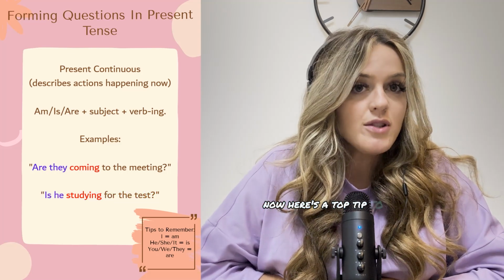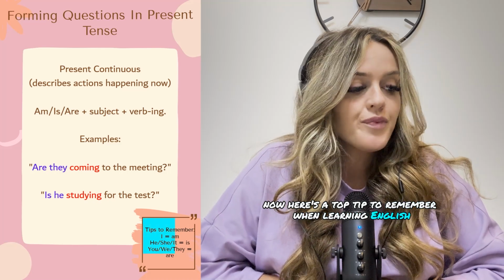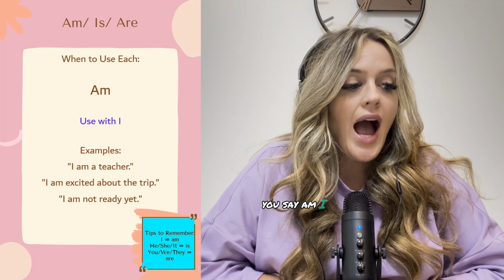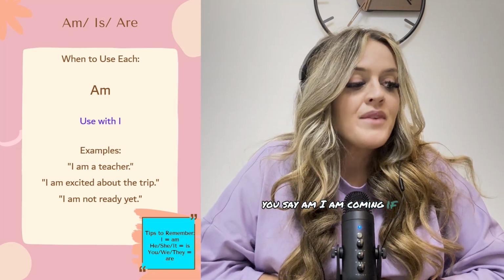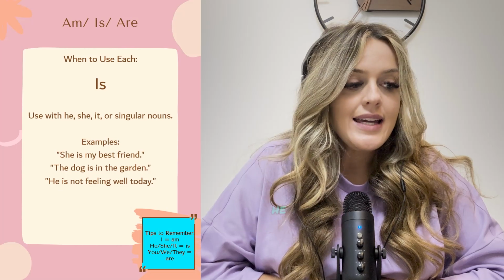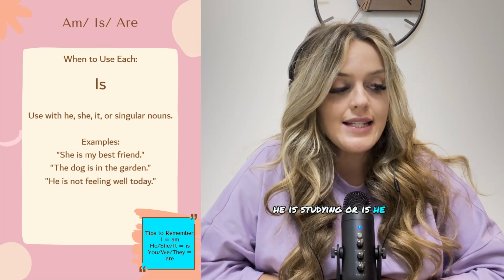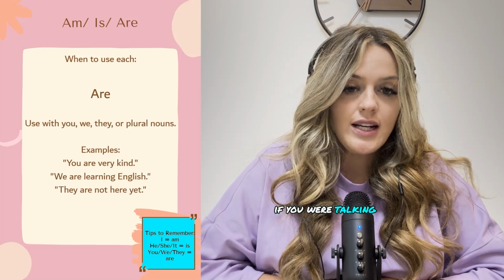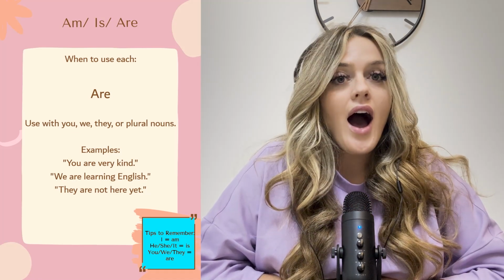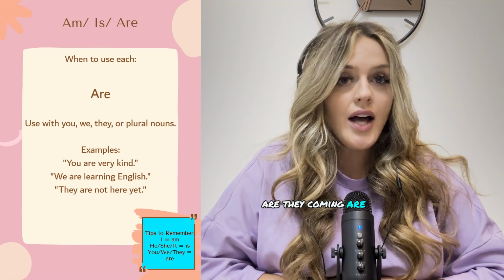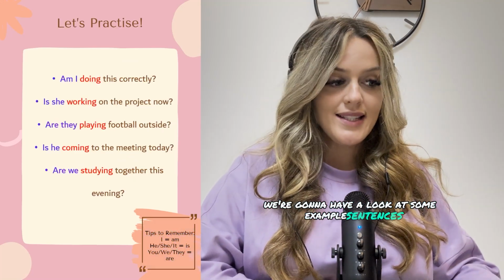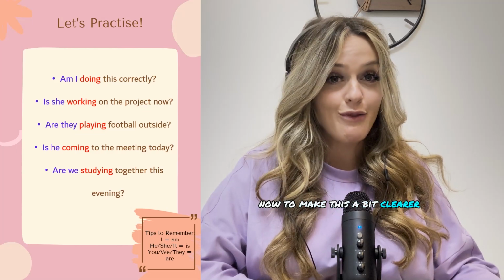Now, here's a top tip to remember when learning English. If you are talking about I, you say am. I am coming. If you are talking about he, she, or it, you use is. He is studying, or is he studying? If you are talking about you, we, or they, you say are. Are they coming? Are you getting a taxi? We're going to have a look at some example sentences now to make this a bit clearer for you.